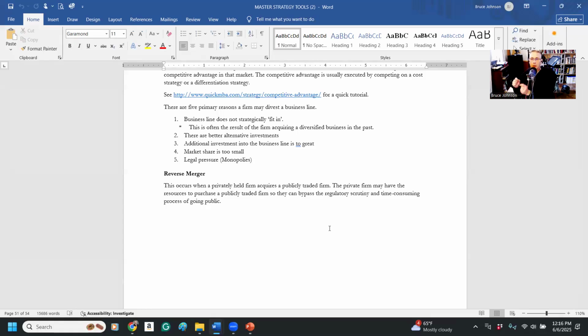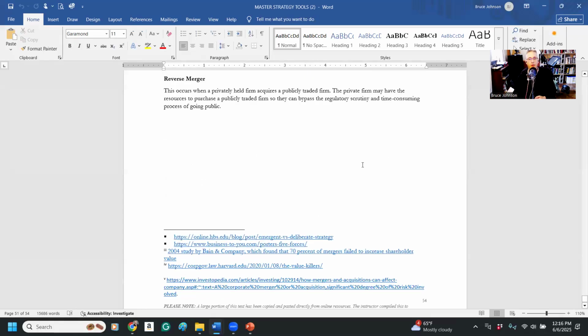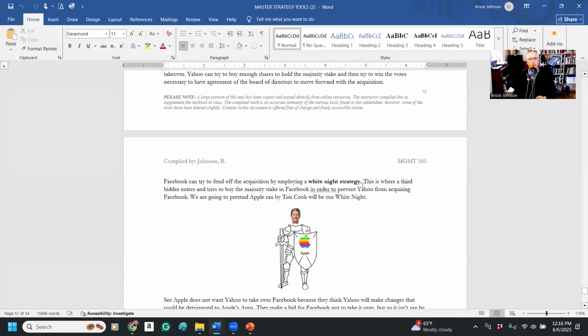So what they're trying to do with a reverse merger is get into a publicly traded position when you're not currently publicly traded. A lot less scrutiny, and so on and so forth.